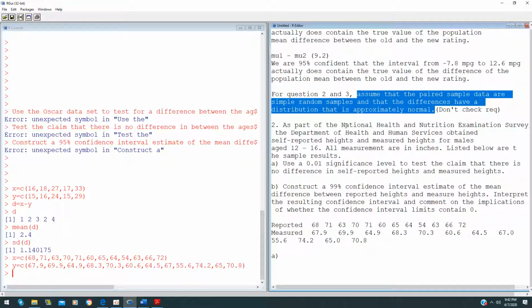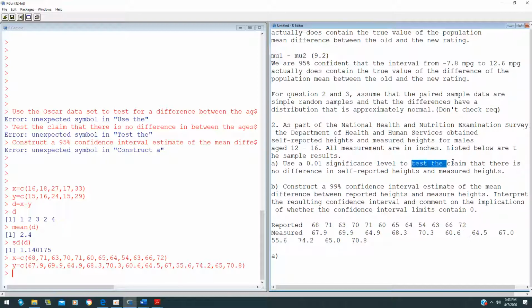So question 2 says that as a part of the National Health and Nutrition Examination Survey, the Department of Health and Human Services obtained self-reported heights and measured heights for males aged 12 to 16. All measurements are in inches. Listed below are the samples in this case. So use a 0.01 significance level to test the claim that there is no difference in the self-reported heights and the measured heights. So this is a 2, and this is mean because we are using mean in this case.